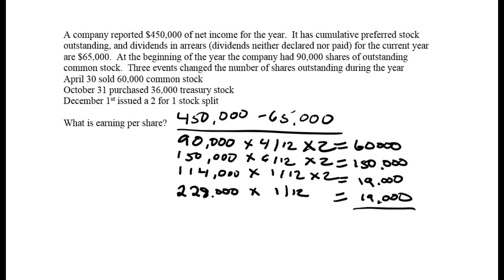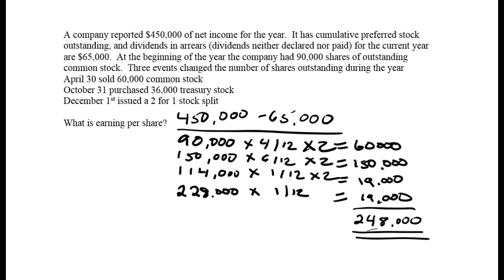Let's do the math. 90,000 times 4/12 times 2 is 60,000. 150,000 times 6/12 times 2 is 150,000. 114 times 1/12 doubled is 19. We don't need to double that, it already is, so 228 for 1 more month would still be 19. Add those last four numbers together, and you get a weighted average common outstanding stock for the period of 248.